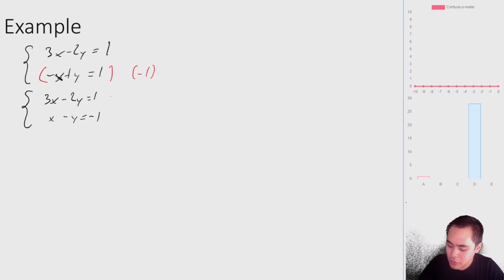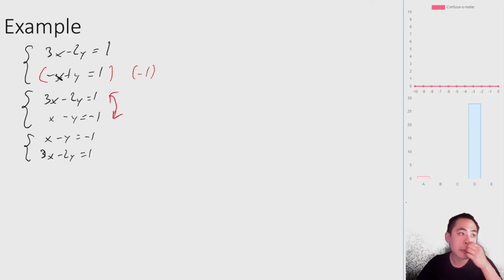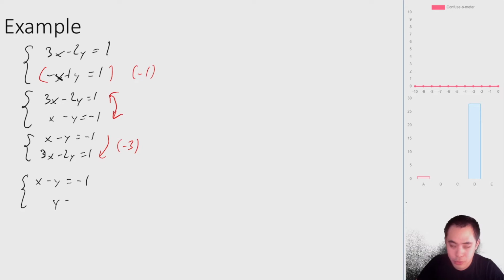You could swap these if you want. And let's do that, and you get an equivalent system. x minus y is equal to minus 1, and 3x minus 2y is equal to 1. And then what we're going to do is add minus 3 times the first one to the second equation. And that's going to give us, the first equation remains unchanged. The second equation is going to turn into y is equal to 4.